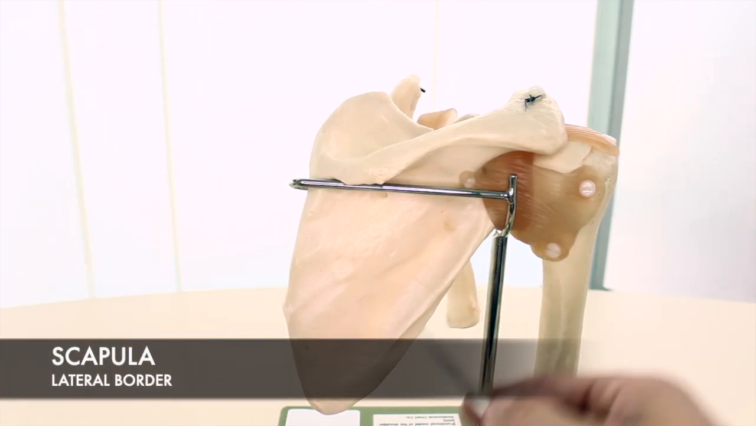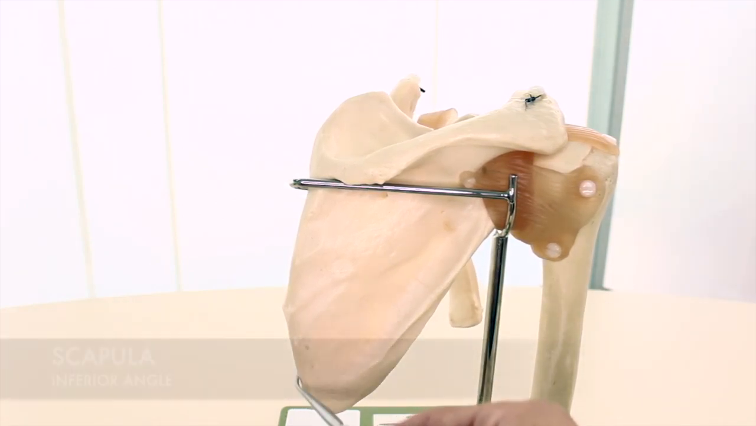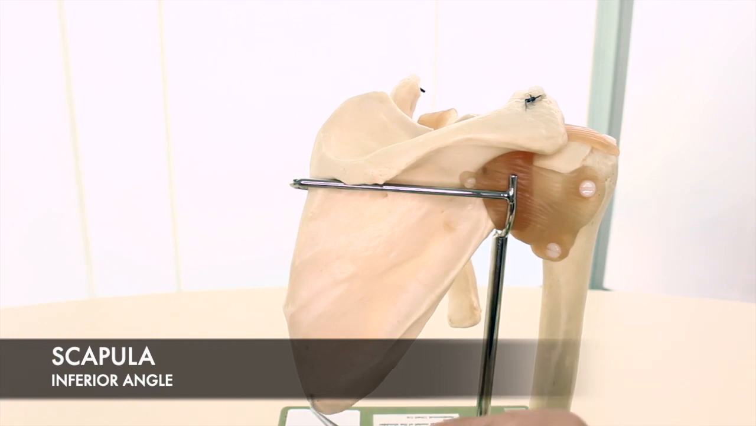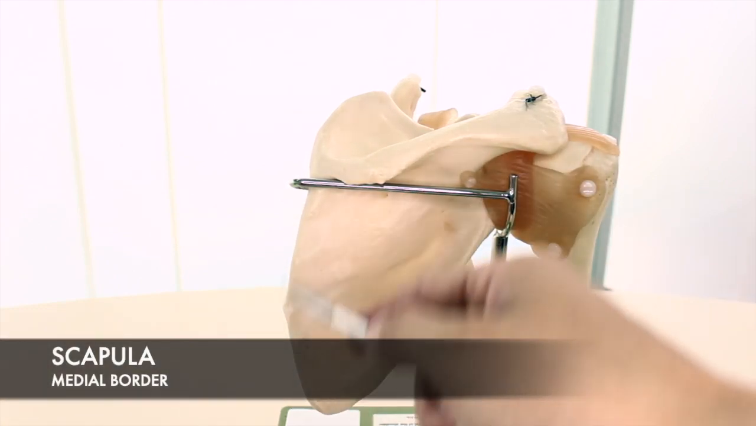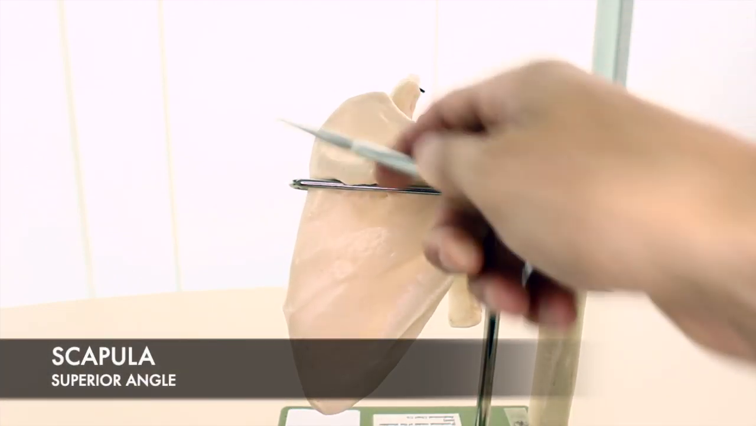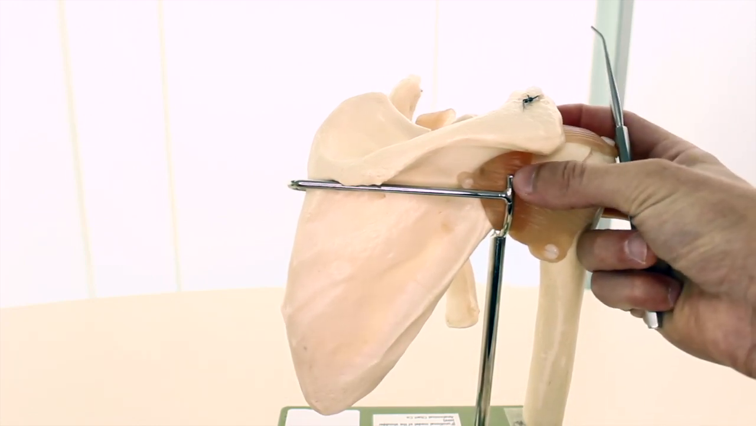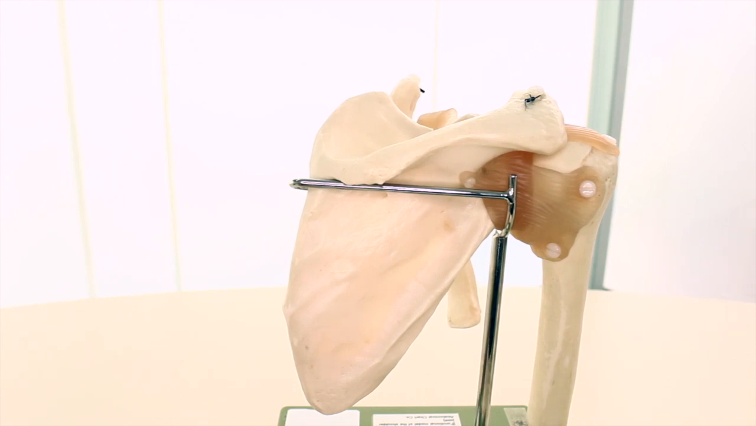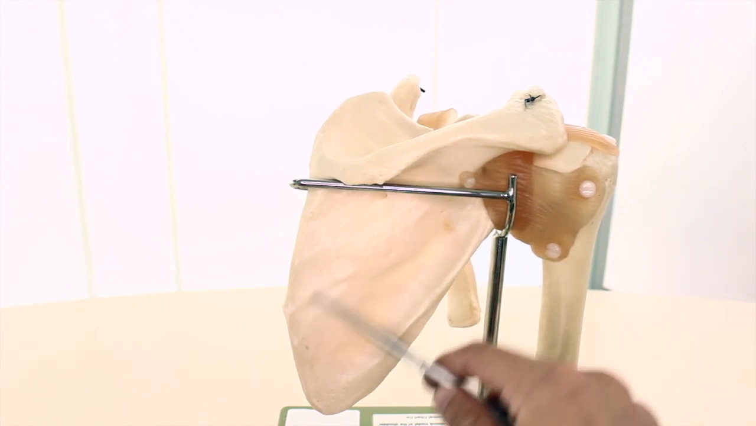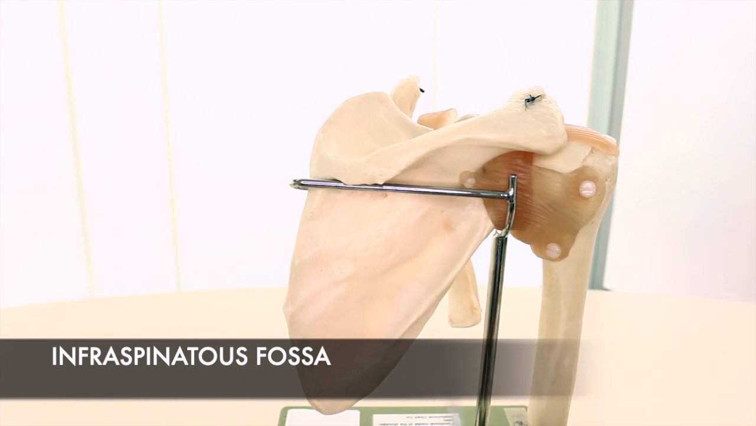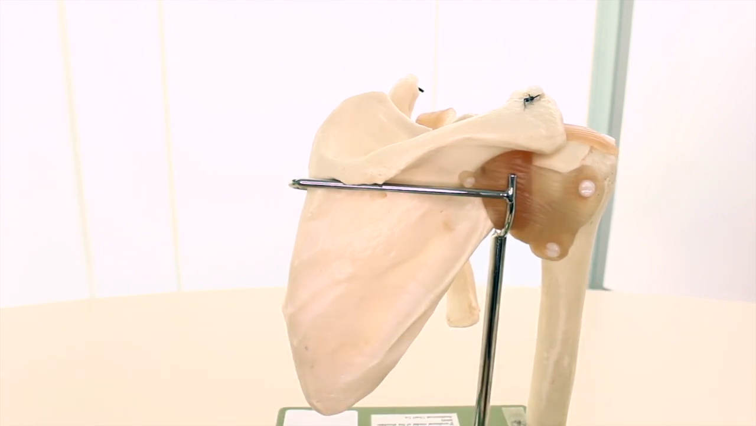So here we have the lateral border. Here's the inferior angle, the medial border, the superior angle, and then you'll notice that where the lateral angle would be, that's actually what is part of the glenohumeral joint there. So this fossa on the back is where your infraspinatus will sit. Your teres minor is going to come right here, and we're going to cover that again in the next video.